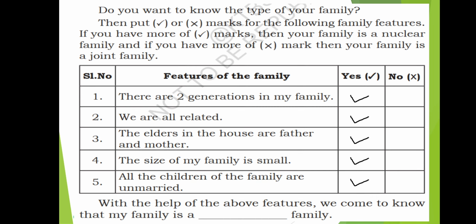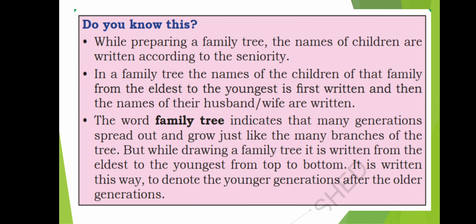If we have more right marks, it is a nuclear family. If you have more wrong marks, it is a joint family. Here, mine are all right marks. With the help of the above features, we come to know that my family is a nuclear family. Mine is a nuclear one.